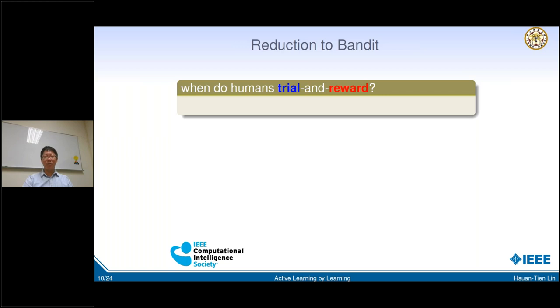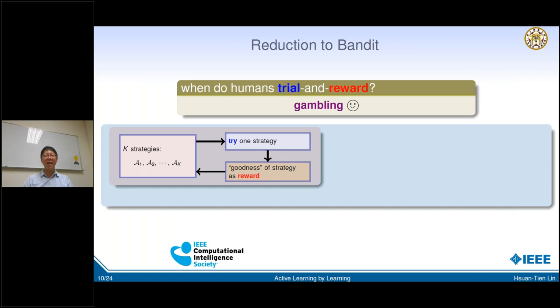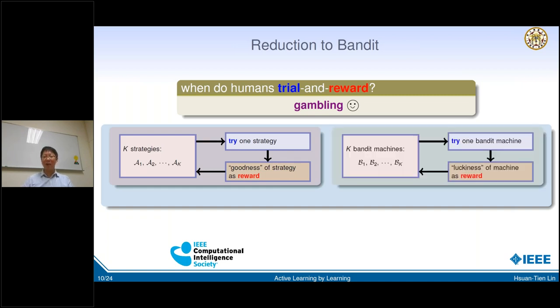One particular place where we do this try and reward setting is gambling, when you go to a casino, maybe playing with different tables or different slot machines. This try and reward problem can be cast as the problem of trying the bandit machines in a casino. Basically in a casino, you have K bandit machines. If you assume one of them is luckier than the others, and you want to find the luckier machine in order to get the most reward, what we can do is try one bandit machine in each round, observe the reward, the monetary return that we get from the machine, and then use that to refine our strategy until we find the luckier bandit machine to put more effort on trying.